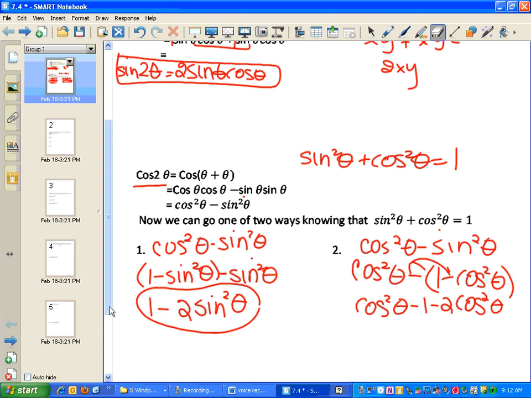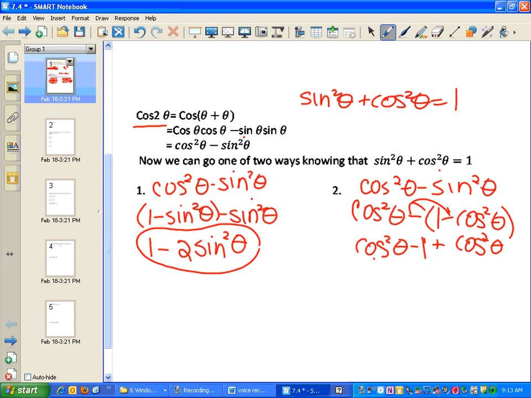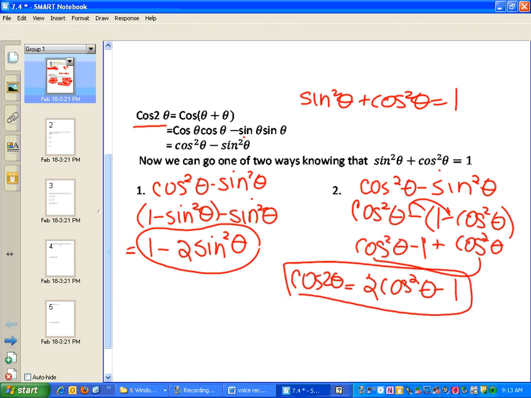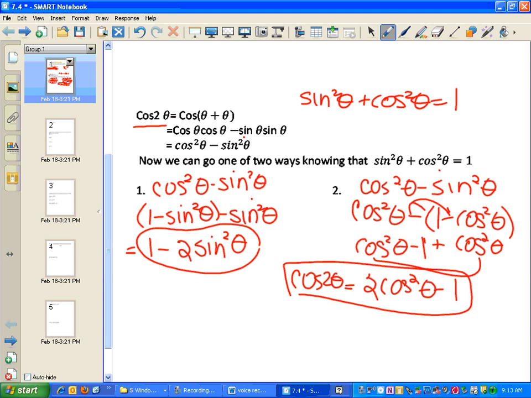Sorry, there's no 2 here, is there? It's just, what should it be here? Plus cosine squared of theta. Well, now there will be a 2, won't there? Because how many of them are there? There's 2 of them. 2 cosine squared of theta minus 1. So there's the other one for the cosine of 2 theta. So it's either this one or this one. You can memorize them both, or you can just memorize one of them. As long as you have one of them, you should be fine when you're dealing with the cosine of 2 theta. Does that make sense?